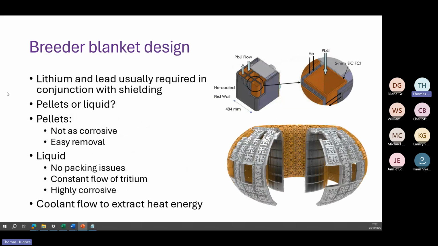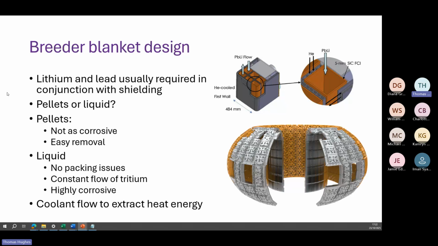So here's an example of what all of it might look like on the bottom. And here's an example of a basic cutaway of what it might look like on the inside. Generally, lithium and lead are required. But the current debate is, do you have it as pellets or do you have it as liquid? So you can just fill these empty holes where it says PbLi in there with pellets of lithium lead. It'll do the job. It'll create tritium and basically trap it as a gas form inside the little pellets.